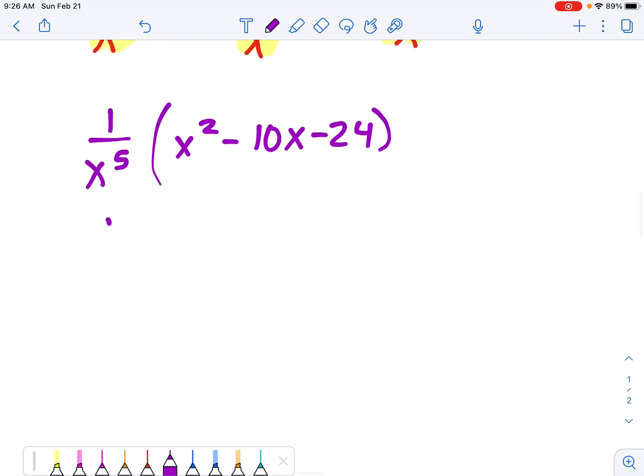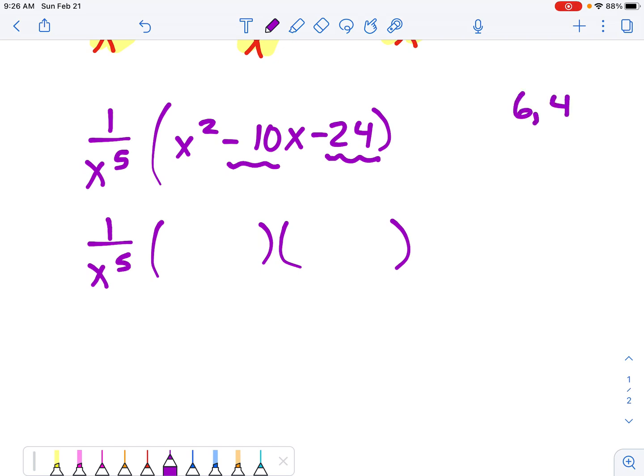From here, this is factorable. We can factor into our two parentheses what multiplies to negative 24 and adds to negative 10. Now carefully, you might be thinking about 6 and 4, and you might also be thinking about 12 and 2. We need to think closer about what our signs would be, and that is going to give us a negative 10 and a negative 12 and a positive 2.